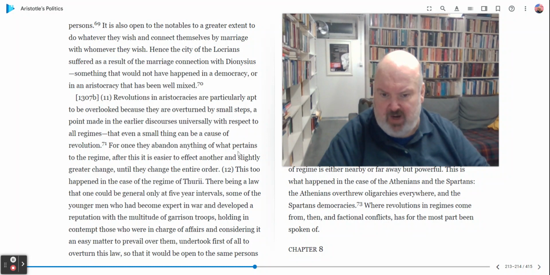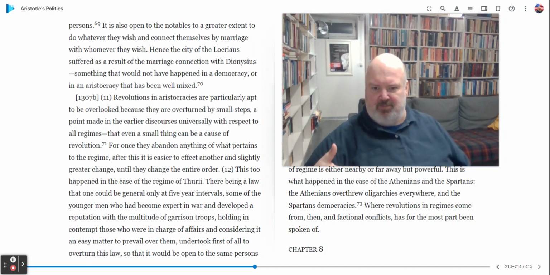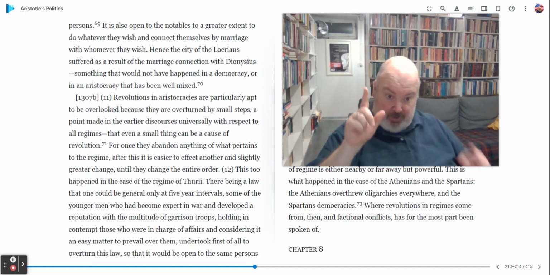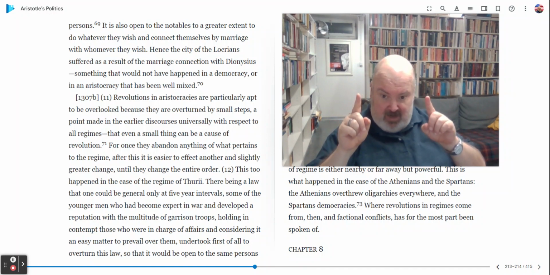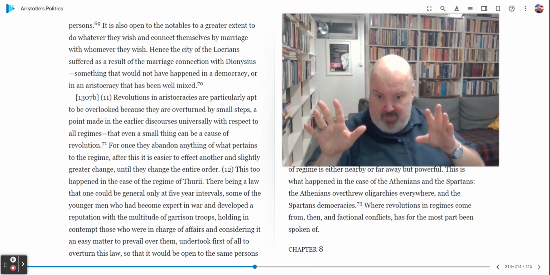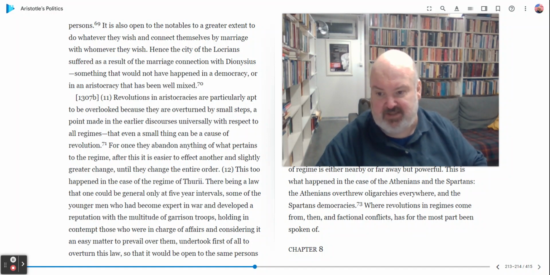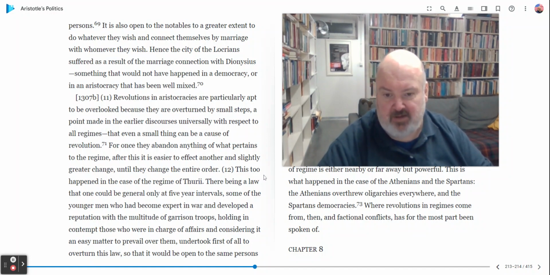For once they abandon everything of what pertains to the regime, after this it is easier to effect another and slightly greater change until they change the entire order. So in other words, once they abandon what pertains to the regime, the small change, they overlook the small steps, and then those small steps are changing what really matters to the regime in question. Then once that is done away with or lost or forgotten, where they abandon anything that pertains to the regime, after it is easier to effect another and slightly greater change until they change the entire order.